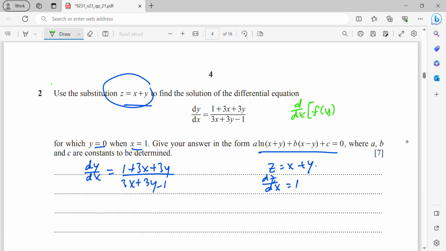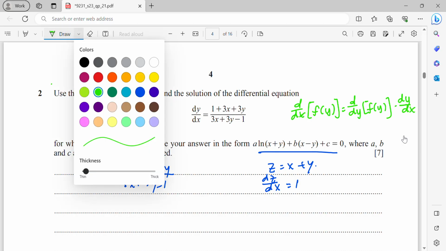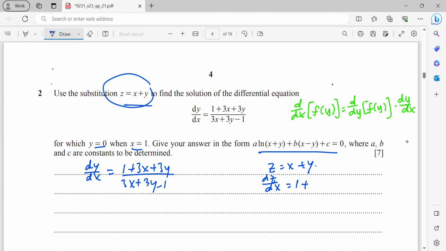This is the formula. When you differentiate f(y) with respect to x, it will be the derivative of the function of y with respect to its variable, then you times dy over dx. Now when I apply this formula and differentiate my y with respect to y, it will be 1, then multiply with dy/dx, which means this is basically 1 plus dy/dx.